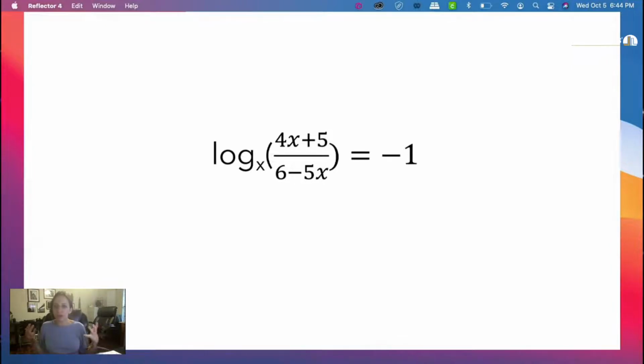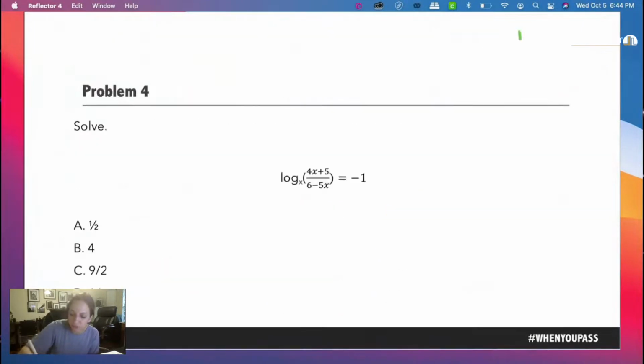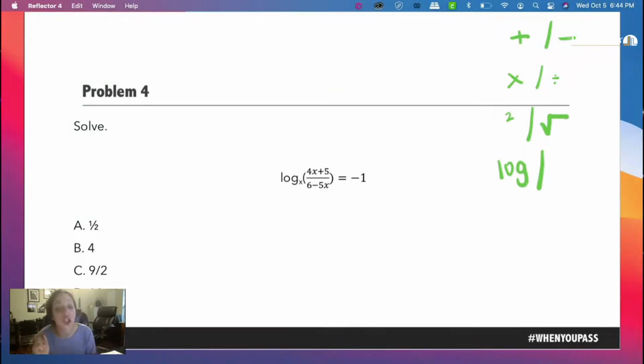How do I get rid of log? Well, let's start here. How do I get rid of addition? Subtraction. How do I get rid of multiplication? Division. How do I get rid of an exponent? Square root. How do I get rid of a log? I am going to totally not use a mathematical term right now. You're going to big number it. That's a terrible way to say it, but you'll see what I mean here in a minute.